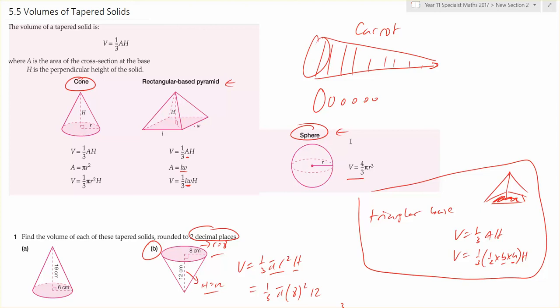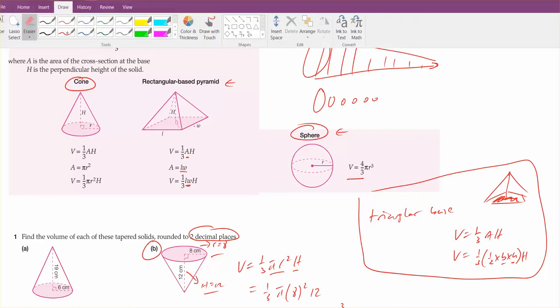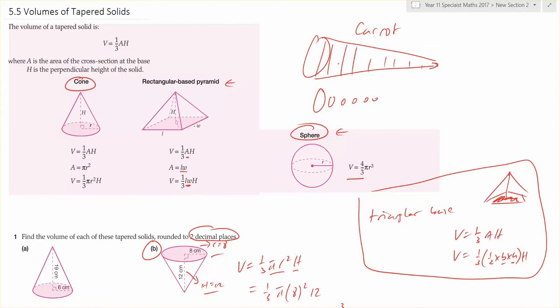In Year 10 Methods Pathways, we're going to look at volumes of tapered solids. Quick recap: tapered solids are solids where you have the same shape if I cut it cross-sectionally, except it gets smaller and smaller. So if I cut this carrot cross-sectionally, it's still a circle everywhere I cut it, except it gets smaller and smaller.